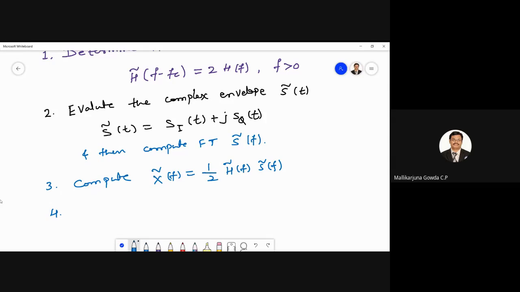After doing that, I can take the inverse Fourier transform of the above equation. Okay. So compute the inverse Fourier transform of X tilde of f, to get X tilde of t. Right.